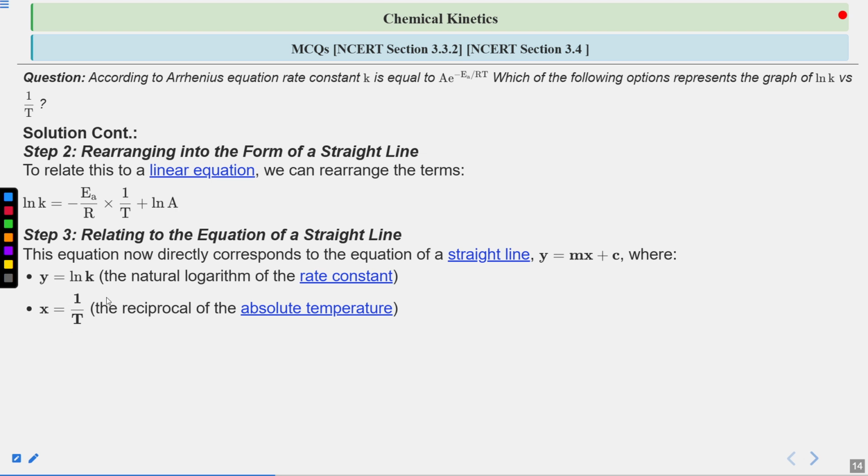The x variable is 1 by T, which is the reciprocal of absolute temperature. M, that is the slope, is minus Ea by R, where Ea is the activation energy and R is the gas constant. So this is the slope of the line, which is negative. Remember, it is a negative slope. C represents ln A, which is the y intercept. Okay, so at the y-axis, whatever intercept is going to come, the constant term, that is ln A, is represented by ln A.